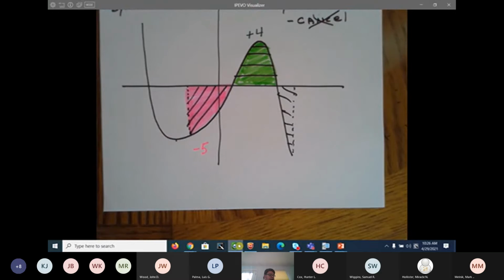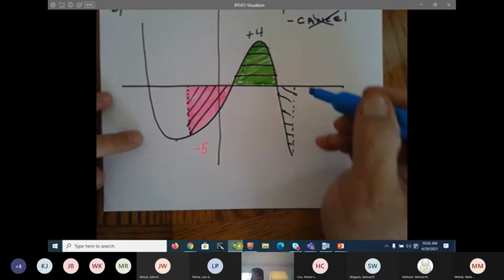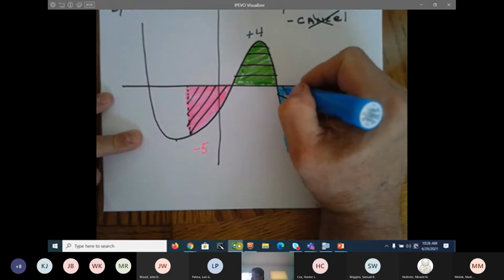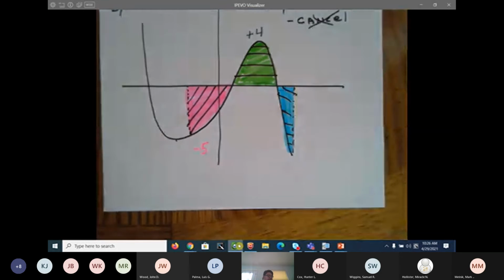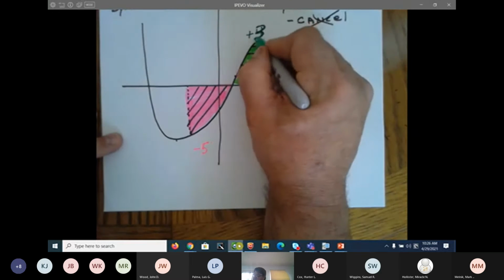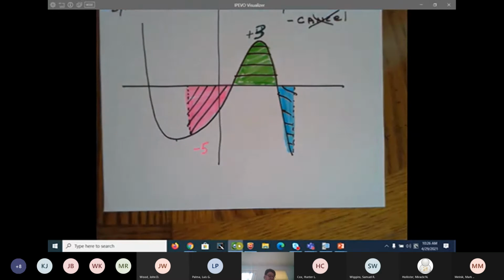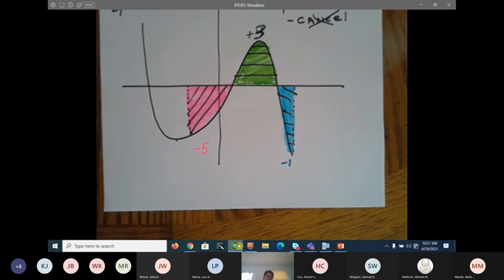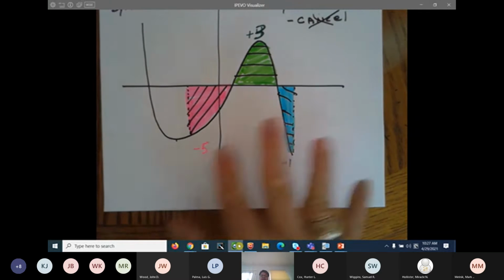And then you do the blue area, which comes out to be, no, well, I didn't want to do that. Let me change the green area, change it to +3. And then the blue area is -1. So what is the area of this region?